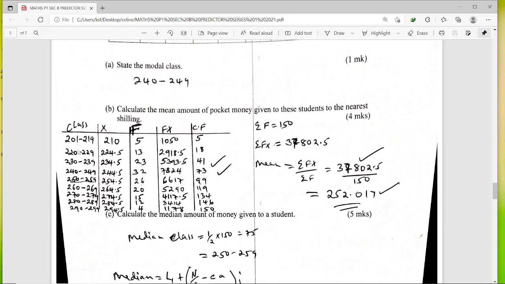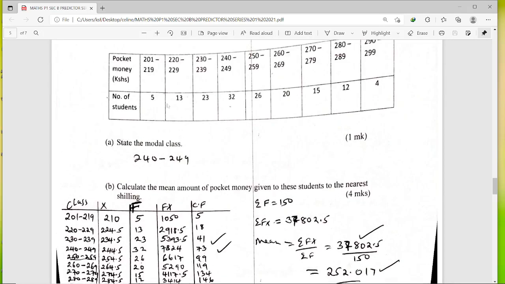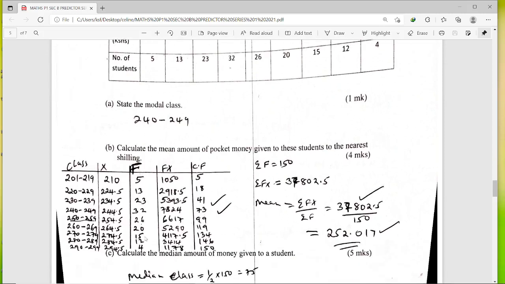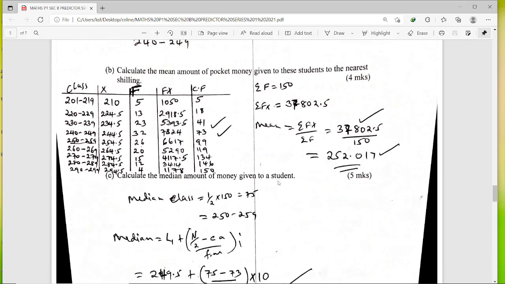Then we find the midpoints. For the midpoints, you add this and this, you divide by 2, this and this, you divide by 2. You get 210, 224.5, 234.5. You get all the midpoints. Then we write the frequencies, the number of students, for all of them. Then we need to find fx. Fx, you multiply these two. You find all of them. You also need to find the cumulative frequency to assist you in answering the median question.